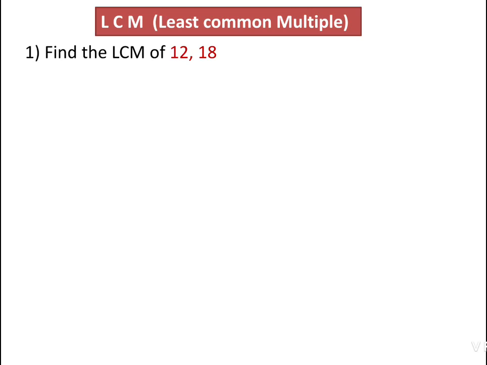In the case of HCF, we write the numbers separately, but here we can write the two numbers together. 12 and 18 together. In these two numbers, clearly we know the least prime number 2 is divisible. First we check whether 2 divides any of the given numbers. If it is divisible by 2, we take 2 itself. When we take 2, in 12 how many 2s?